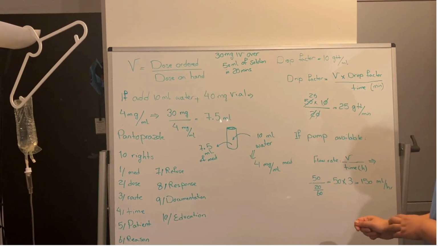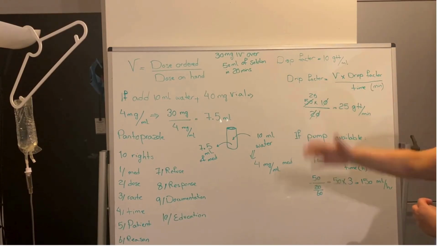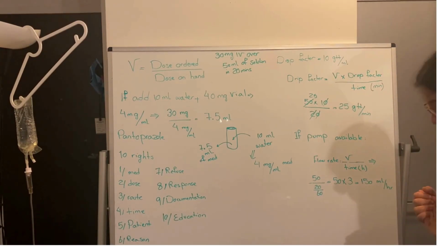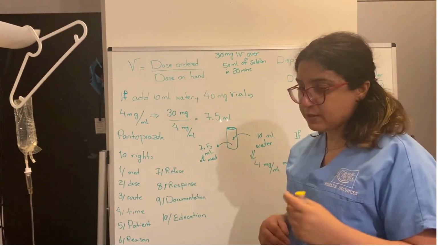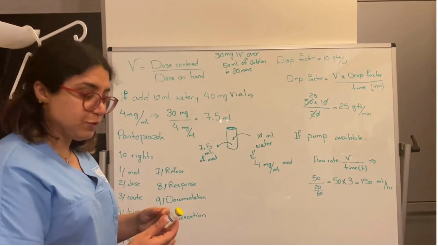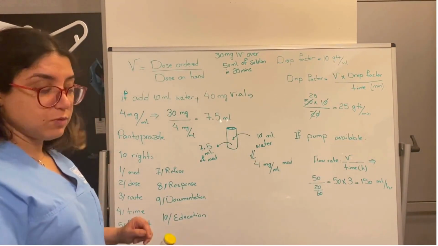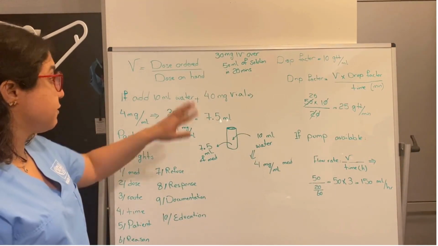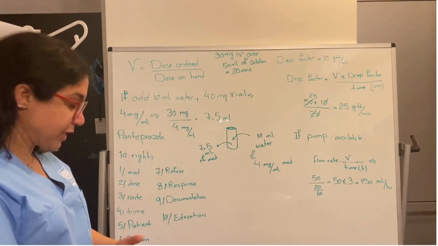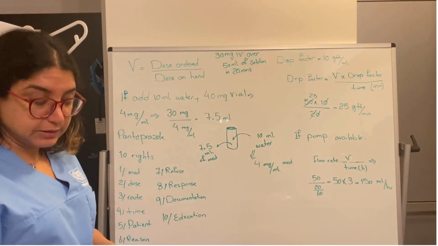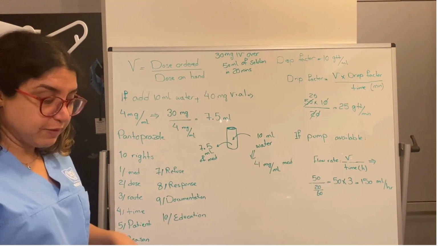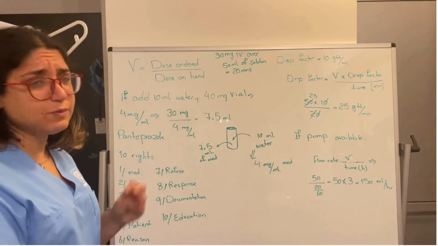For the pantoprazole, which is a proton pump inhibitor, first of all, each med has 10 rights that we should consider. So for the first check, I need to check the medication name. For example, that one is pantoprazole, and check it with my MAR to be sure that the medication is right. The dosage, I have to check with my MAR. The prescription is 30 mg, which is correct. The route is IV. Again, check it with my MAR, which is IV. And the patient's name, first name, last name, and date of birth, everything should be correct on my MAR. That is the first check.